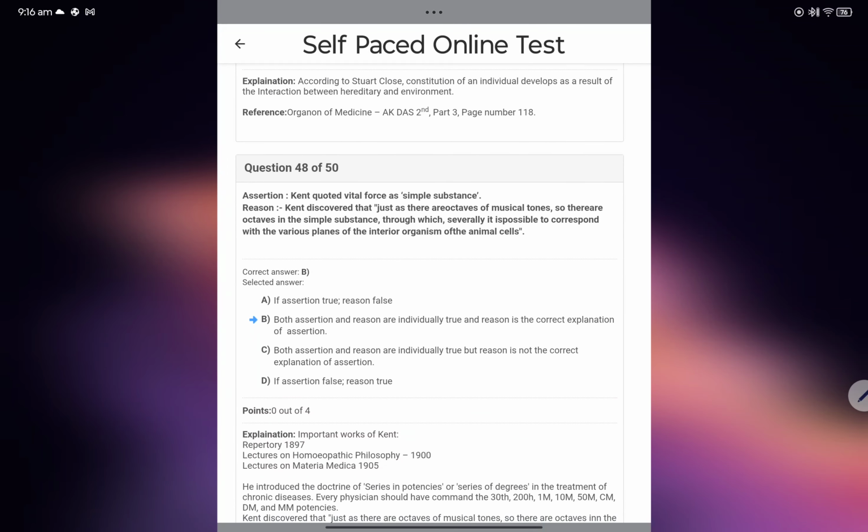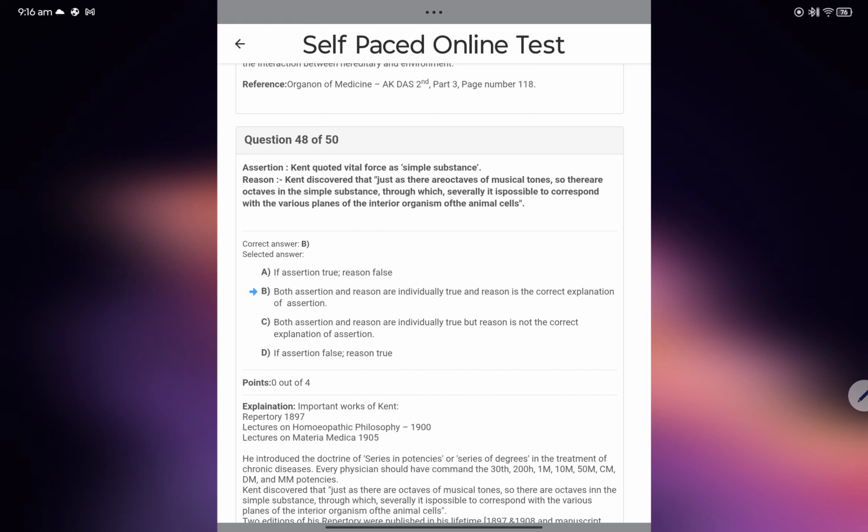Next question. Assertion reason based. Assertion: Kent quoted vital force as simple substance. Reason: Kent discovered that just as there are octaves of musical tones, so there are octaves in the simple substance, through which severally it is possible to correspond with the various planes of the interior organism of the animal cells. So here both assertion and reason are correct, and the reason is the correct explanation of the assertion.